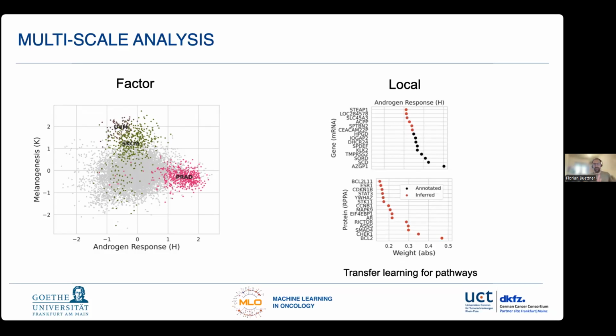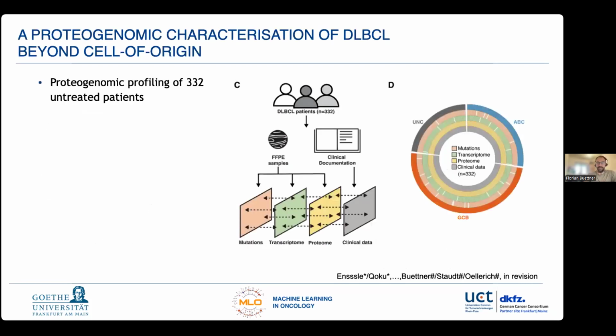Okay, so I hope that gives you a little bit of an intuition of how the MOVIE model works. And so next, I'd like to show what we do with that model in practice. This is work where we worked together with the Thomas Oellerich lab and the Lou Stouts lab and performed proteogenomic profiling of about 300 untreated DLBCL patients. What we wanted to do here was to infer the proteogenotypes within DLBCL beyond the known main classification.